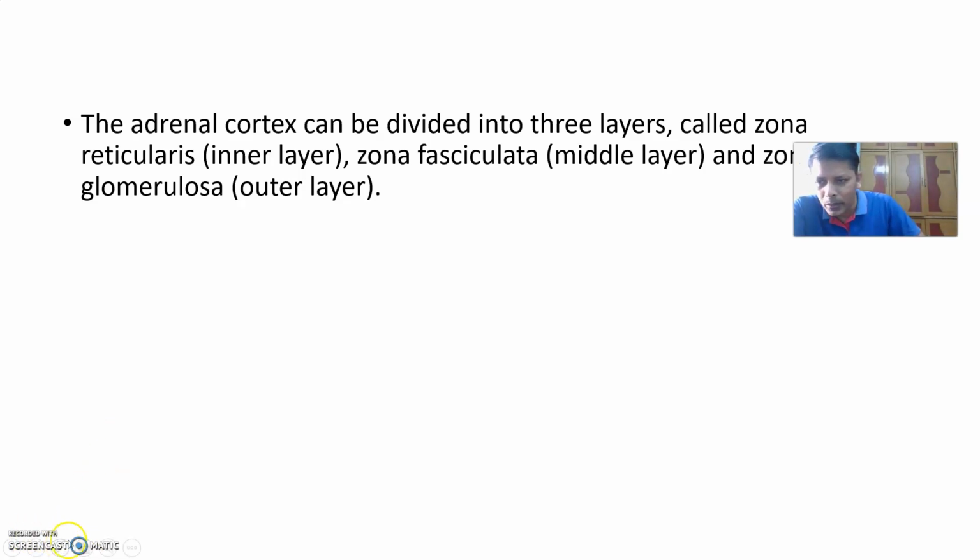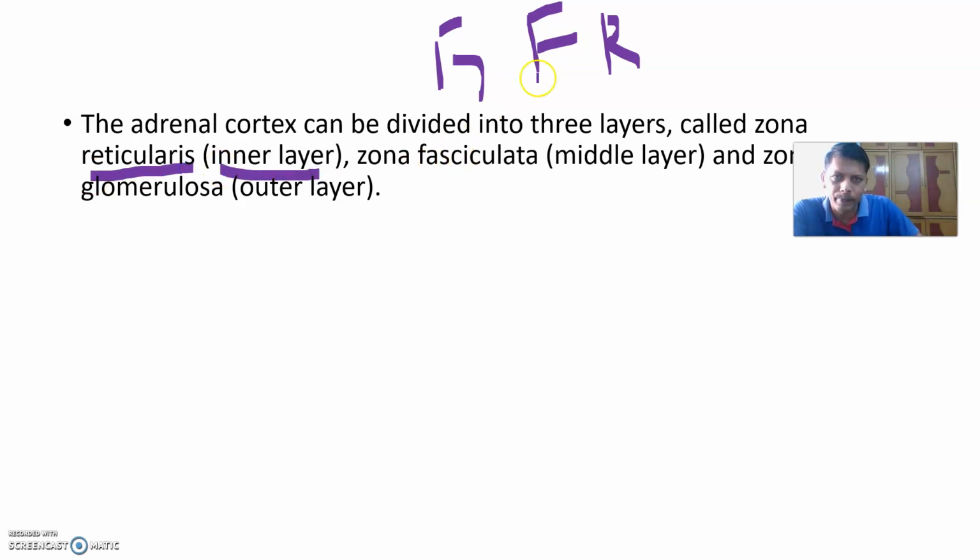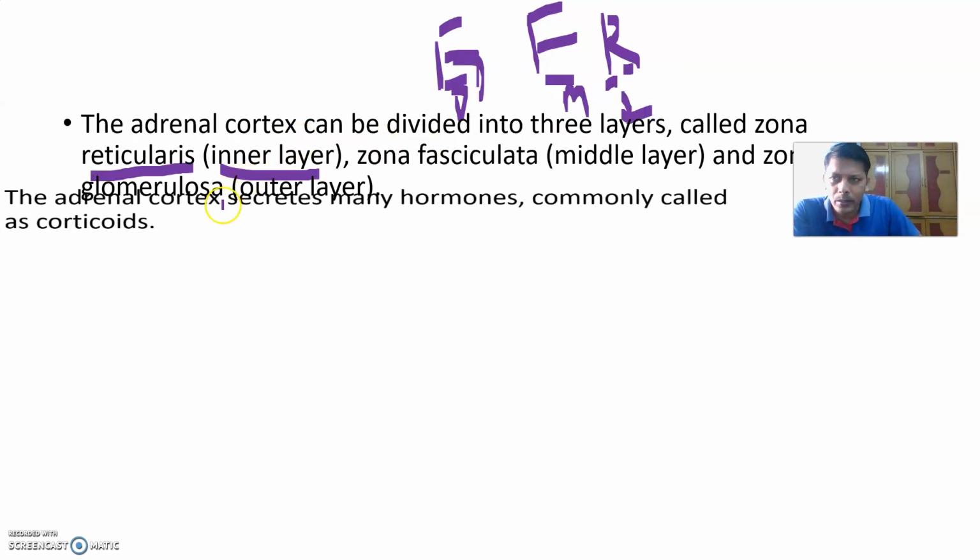The adrenal cortex can be divided into three zones or three layers. What are they? They are called zona glomerulosa, zona fasciculata, zona reticularis. You can see here, the adrenal cortex is divided into three layers. Zona reticularis is the inner layer. Next, zona fasciculata is the middle layer, and zona glomerulosa is the outer layer. These are the three parts of the adrenal cortex.